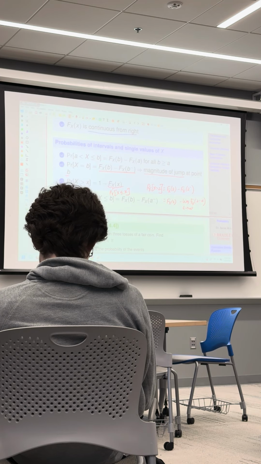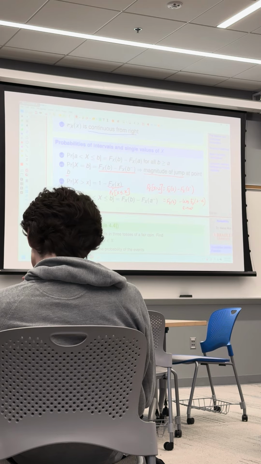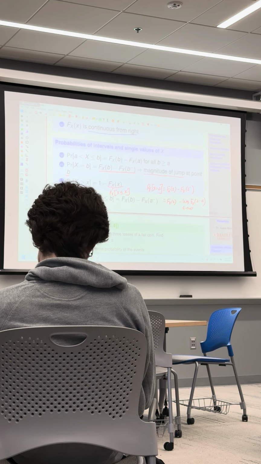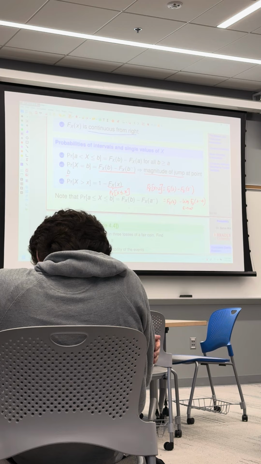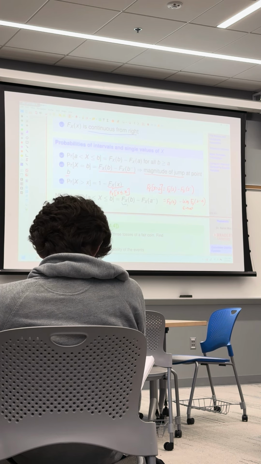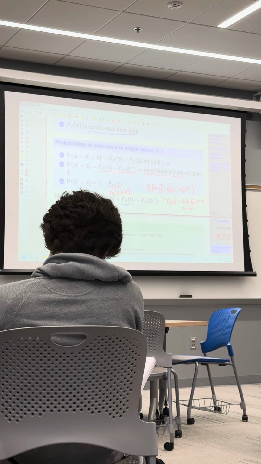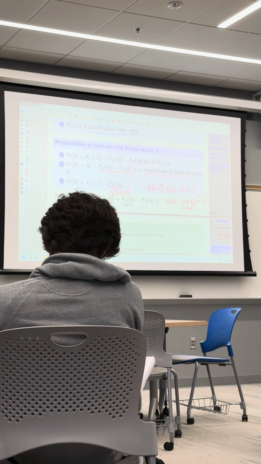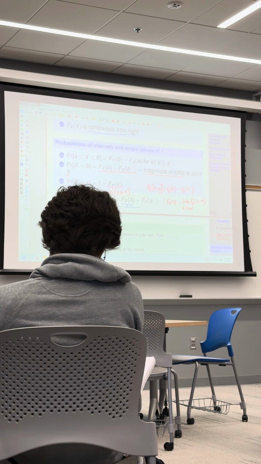Now there is another condition that is important. If you have the probability that a is less than X less than or equal to b, it should be F of X at point b, and then you take, for a positive epsilon, F of X at a minus epsilon. So this is the formula. You can use this formula directly.